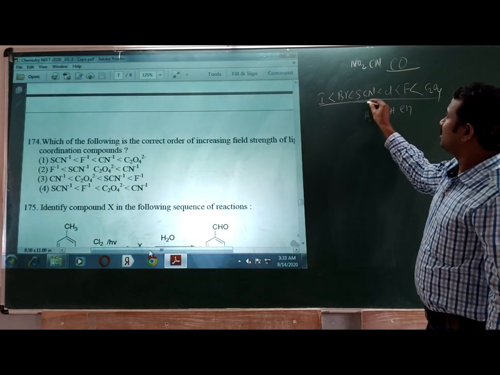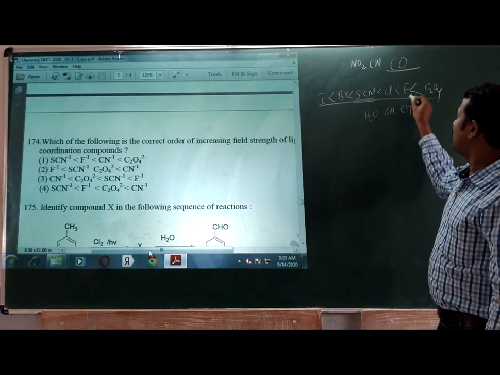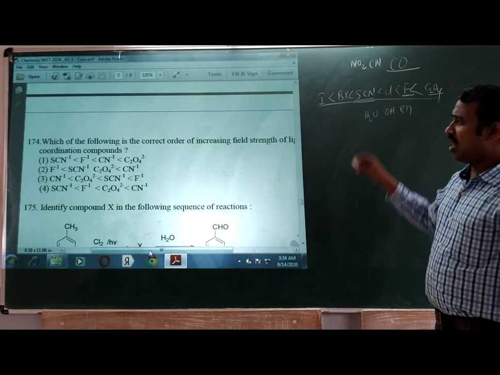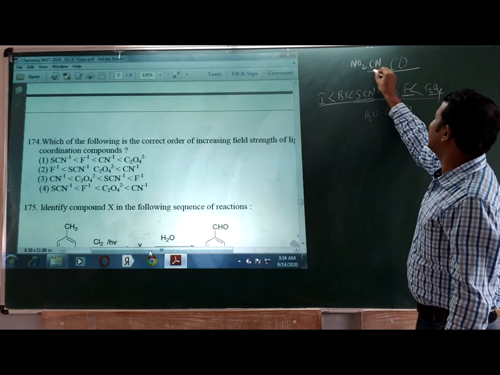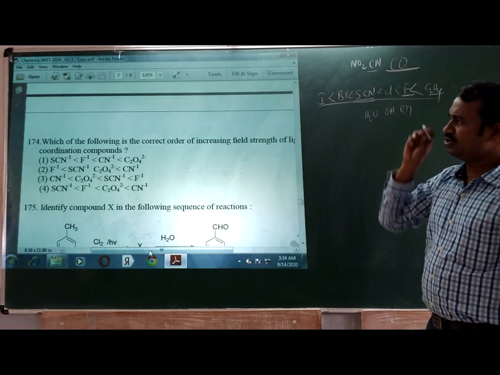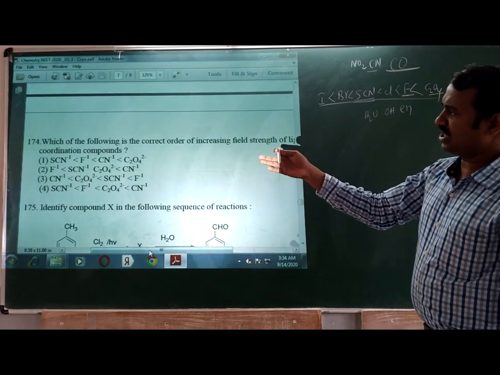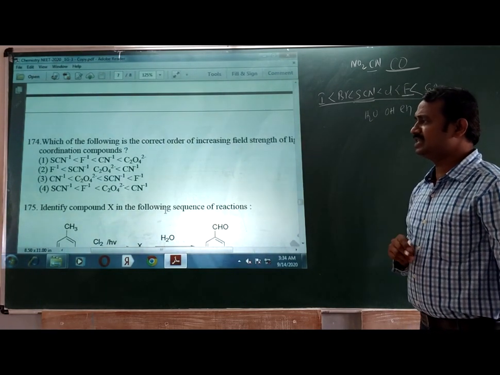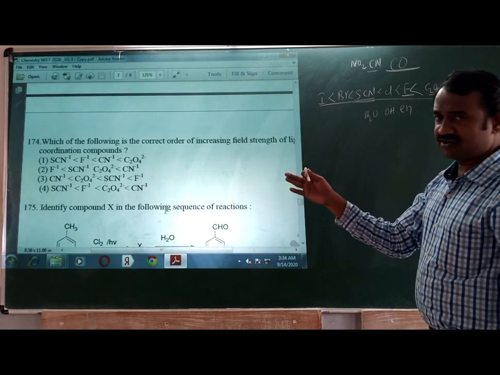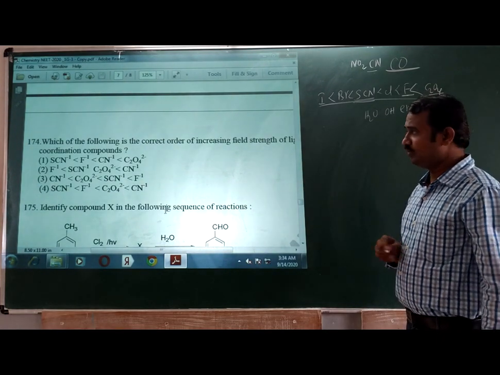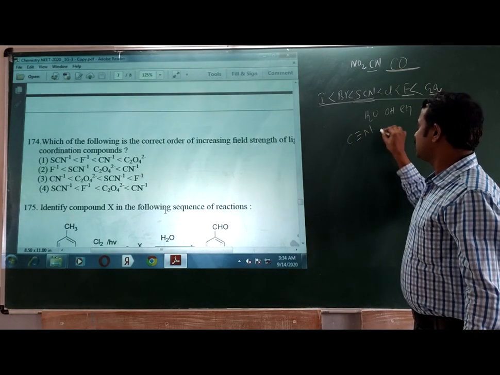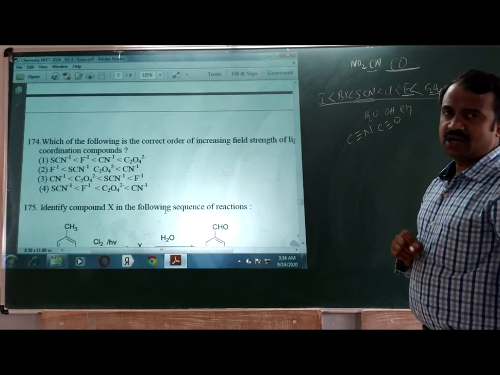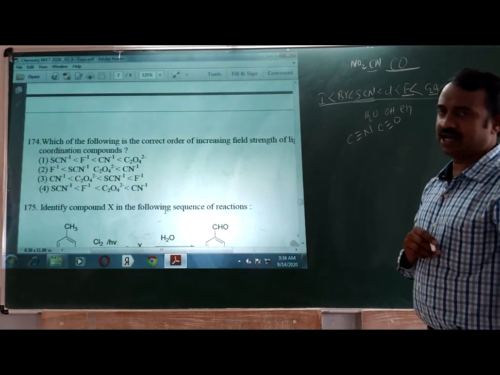Coming to here, thiocyanate is the lowest strength compared to fluoro. Fluoro is less strength compared to oxalate. Oxalate is less strength compared to cyanide and carbonyl. In increasing order, thiocyanate is lesser than fluorine ion ligand, fluorine ligand is lesser than oxalate, and oxalate ligand is lesser than cyano. This means carbon-nitrogen and carbon-oxygen donors are stronger ligands compared to the other ligands. Option 4 is the correct answer.